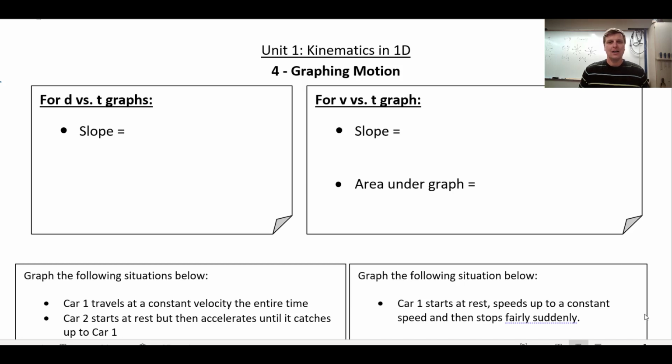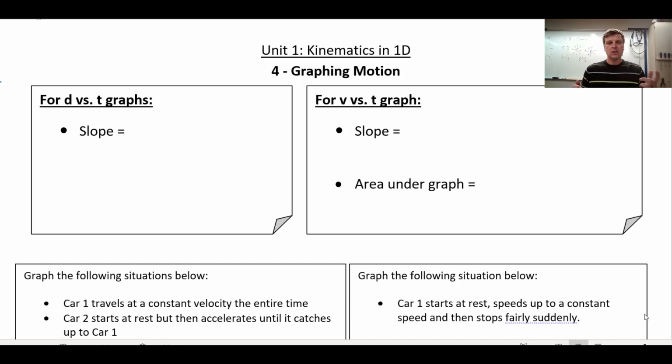Hello there, welcome back. We are continuing on with kinematics in one dimension, and we have gotten to one of my favorite spots, which is graphing motion. One of the things that's going to happen in physics a lot is we're going to look at the relationships between variables and plot them on a graph so that we can see visually what's happening. And a great way to practice that is with motion graphs.